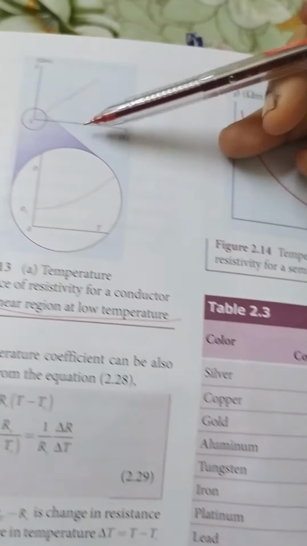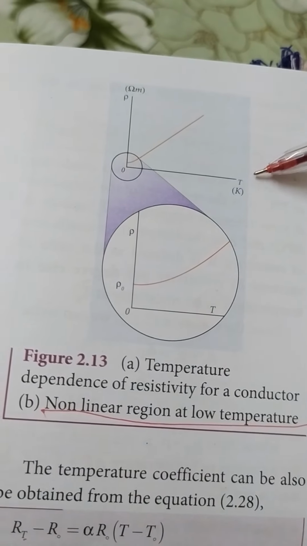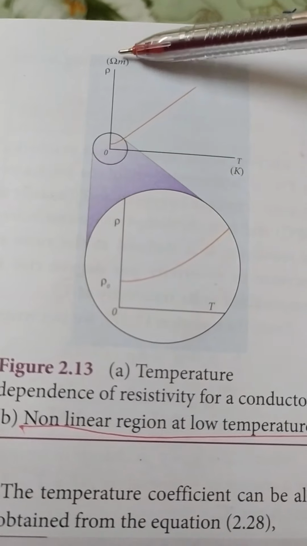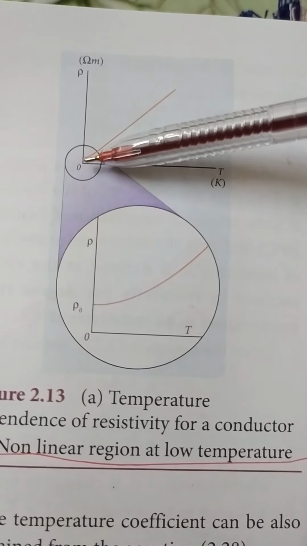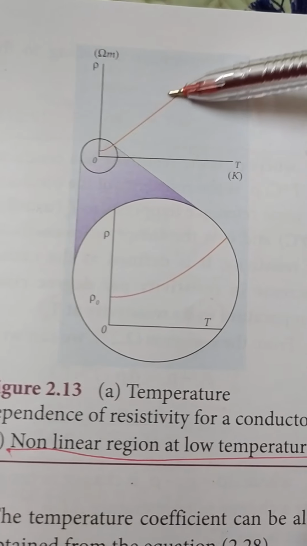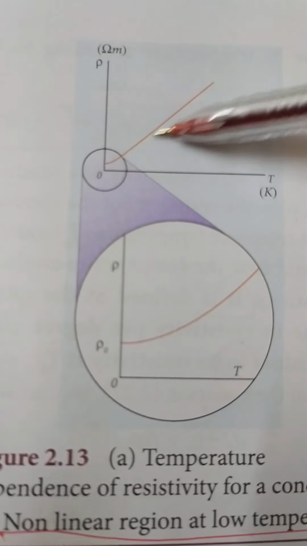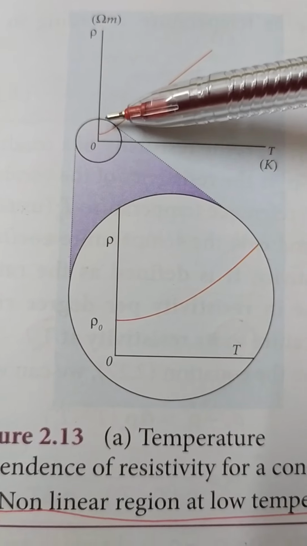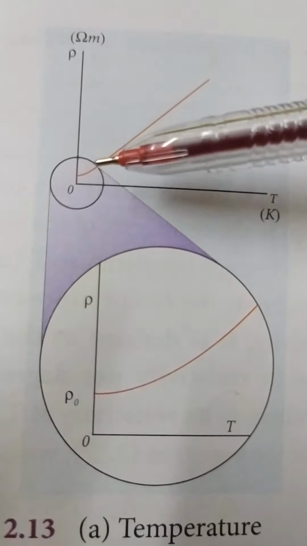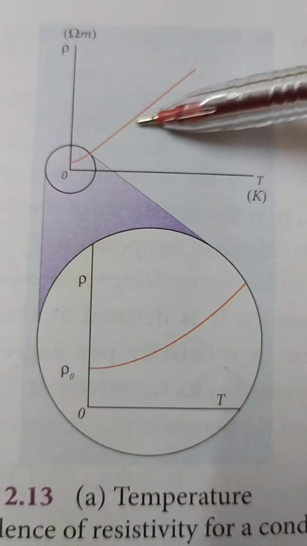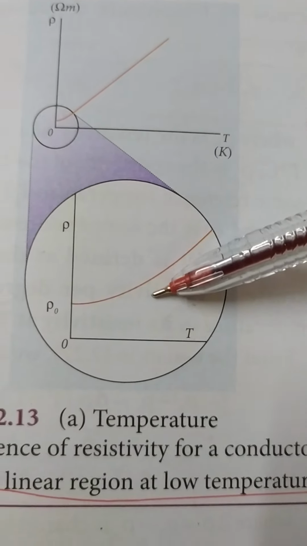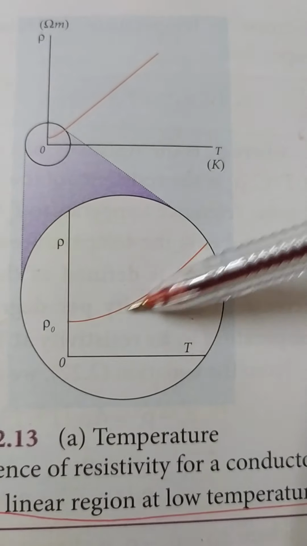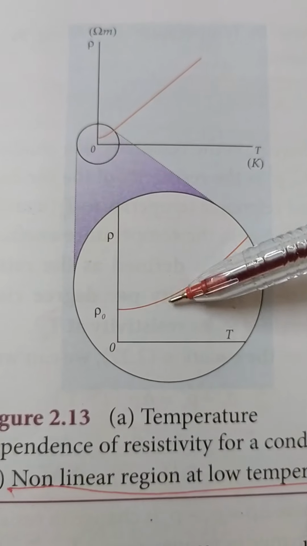So here when you see the diagram, with temperature on the x-axis and resistivity on the y-axis, you will get a graph like this. And here near the origin, there is a curve, whereas here the line is straight. It is curved here because at lower temperatures alpha is not linear, whereas for higher temperatures alpha is linear. This is magnified and shown here. This is the resistivity for a conductor, and this region is the non-linear region.